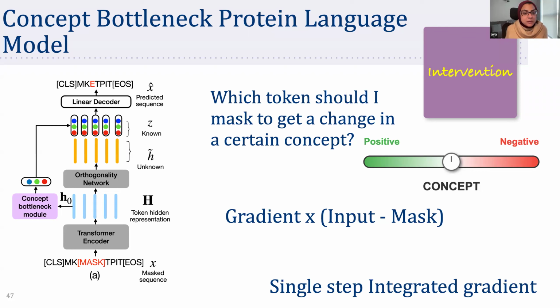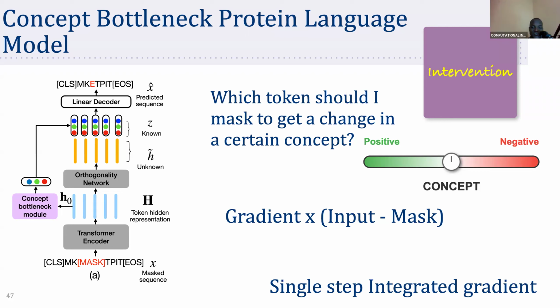But here, because we want to see the effect of changing the input, we compare that contribution of the input with respect to the output with just a mask, which is like a reference point. And then when we multiply the gradient value with the difference in the embedding itself, this gives us basically a single step of integrated gradients. This is a really famous method, and this tells us the contributions of every token in a sense.